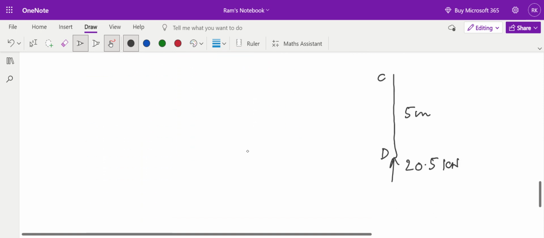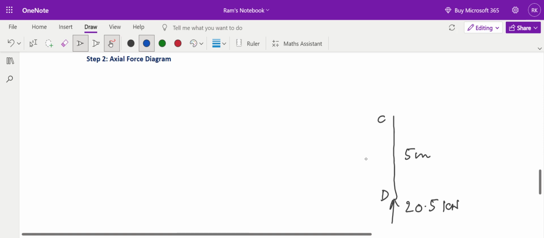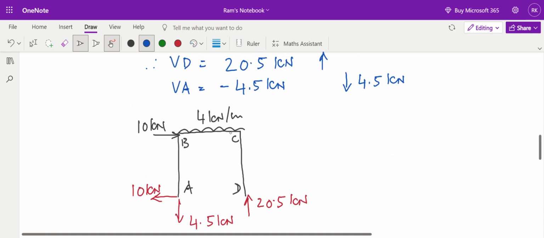Now I know each axial force diagram is a balanced diagram. Each member and each joint is in a balanced state. So it should follow all the equations of equilibrium. So if the upward force is 20.5, I have to adjust the force. All adjustments I need to do are at C, because I have broken joint C. Let us say I have taken a break at joint C.